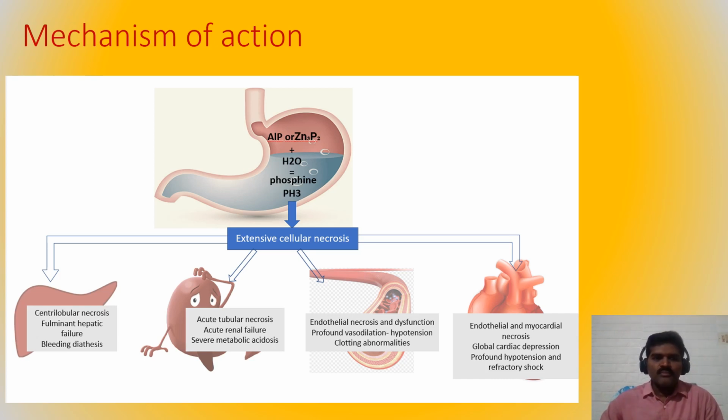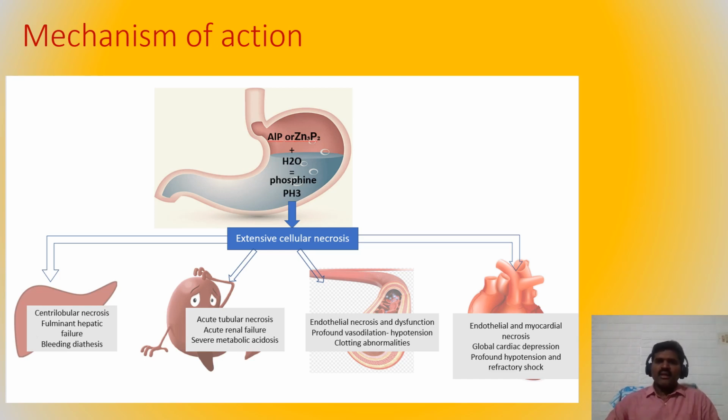Suppose in the liver, it causes centrilobular necrosis, leading to permanent hepatic failure, and the permanent hepatic failure leads to bleeding diathesis. In the kidneys, it causes acute tubular necrosis, toxic acute tubular necrosis, and there can be acute renal failure with severe metabolic acidosis.